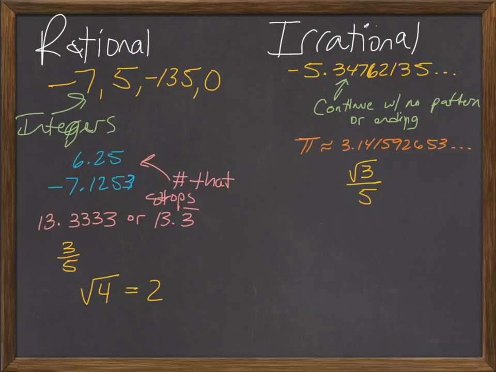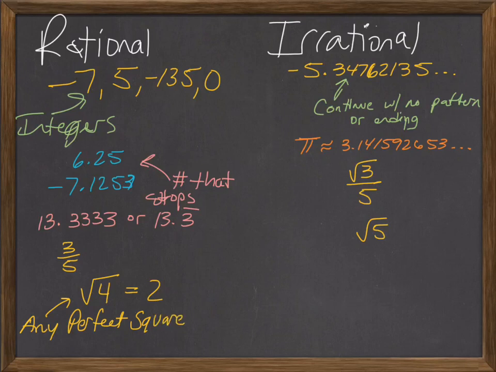But an irrational number would be like the square root of 5, right? If I typed that into a calculator, that would give me a decimal that doesn't repeat and doesn't end. So the square root of 5, again, basically any perfect square is a rational number. Okay? And essentially that's it.